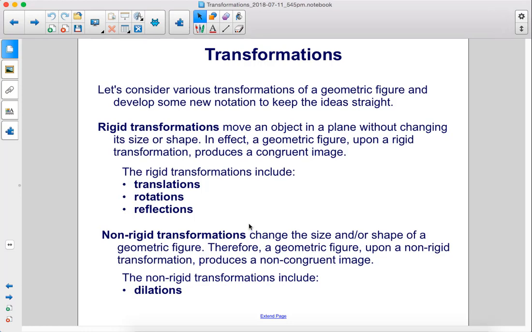Non-rigid transformations change the size and/or shape of a geometric figure. Therefore, a geometric figure upon a non-rigid transformation produces a non-congruent image. The non-rigid transformations include dilations.